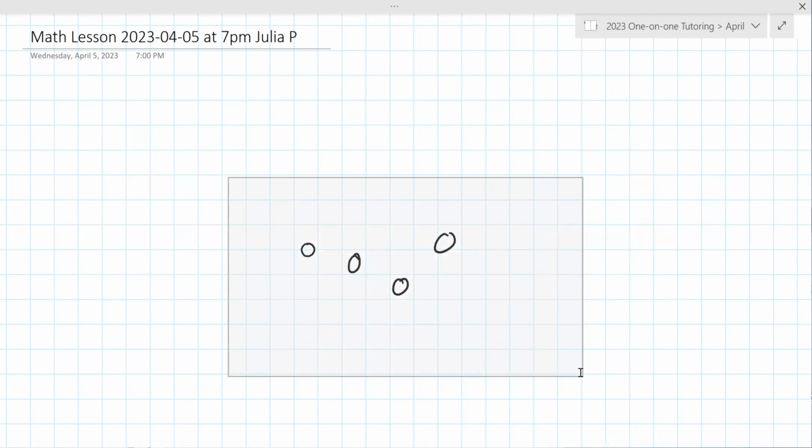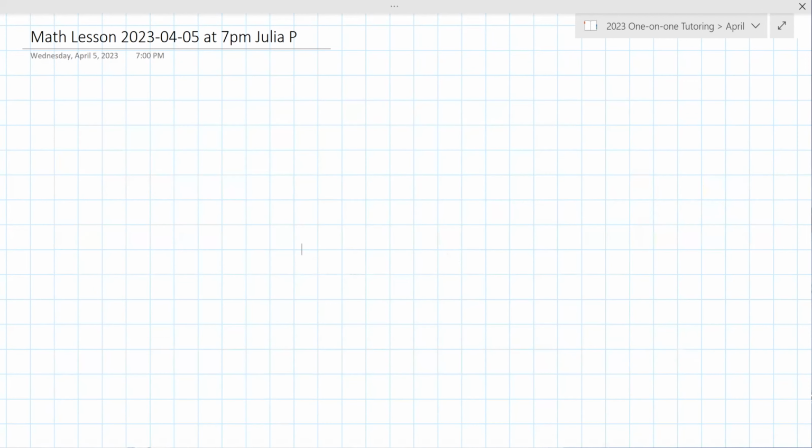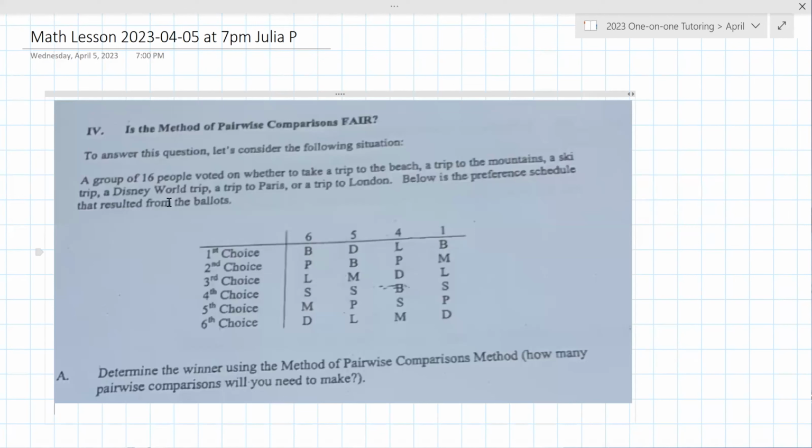All right, so let me just start fresh here. All right, so let's look at B. B is the highest in this first column, so it gets 6. Okay, and let's say we're comparing it to, for example, D. Okay, so in the second column, do you see how D is higher than B? Yes. So that would be 5 for D.